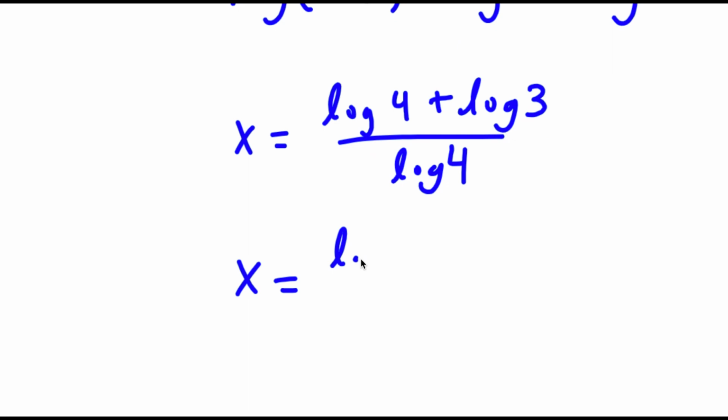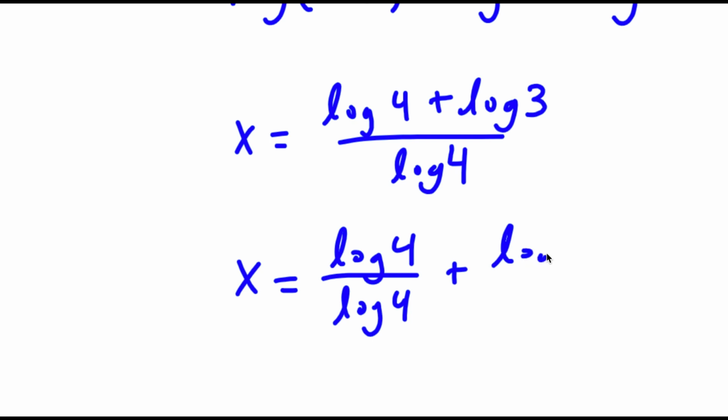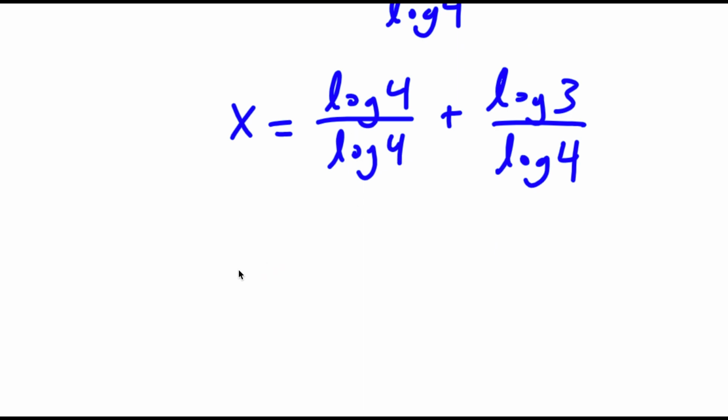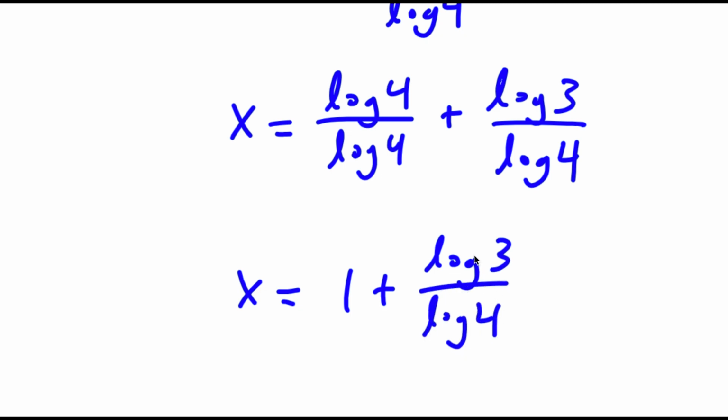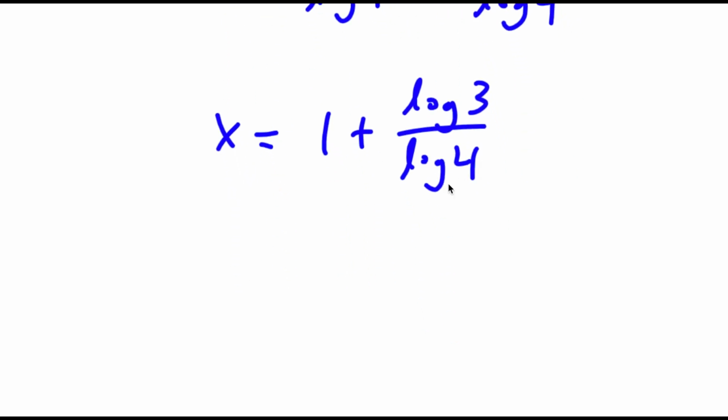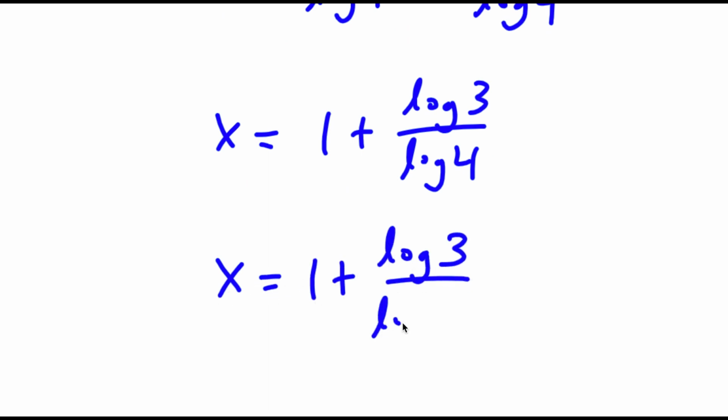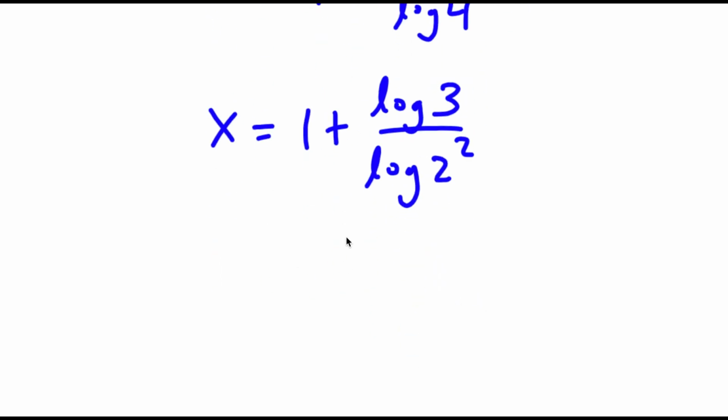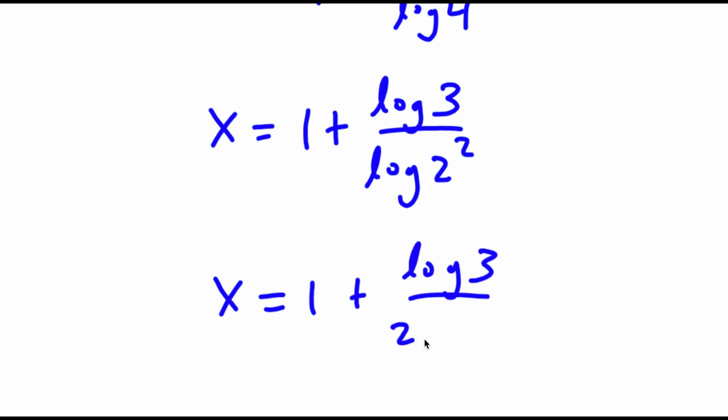And this is equal to log 4 over log 4 plus log 3 over log 4. Now log 4 and log 4, these two cancel out, so now I have 1 plus log 3 over log 4. Now log 4, that's equal to log 2 squared, so I have x is equal to 1 plus log 3 over log 2 squared. And log 2 squared, that's the same thing as 2 times log 2.